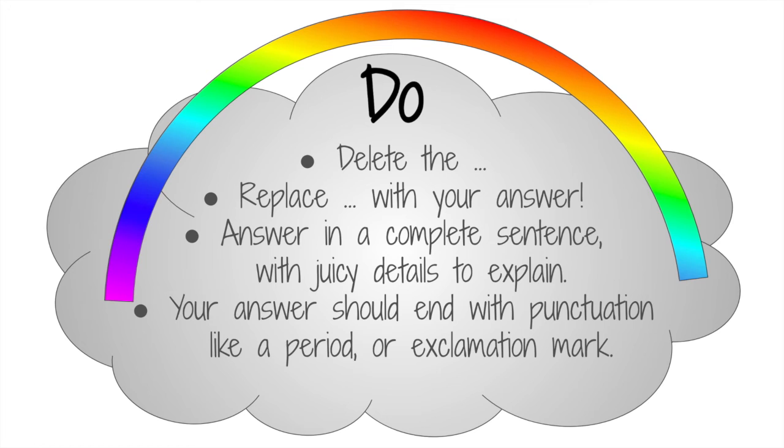These are my do's. To make your writing complete, delete the triple dot. Replace it with your answer. Answer in a complete sentence with juicy details to explain. Tell me more. Your answer should end with punctuation, like a period at the end of the sentence or an exclamation mark. I know this is art, but this is a good opportunity to practice writing complete sentences.